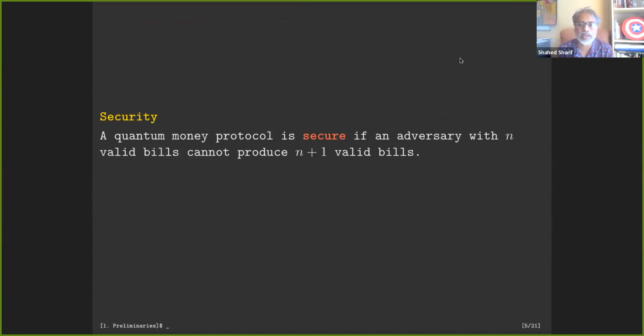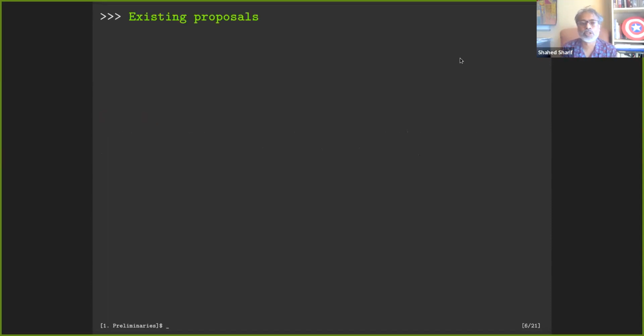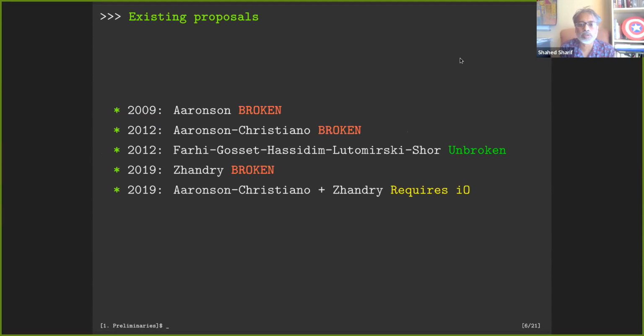The security that we want is this anti-counterfeiting security: if an adversary has access to a bunch of valid bills, they cannot produce additional valid bills. So we'll say a quantum money protocol is secure if this is not possible. So just a little overview of existing proposals. What I'm describing is really public key quantum money. There are other quantum money proposals.